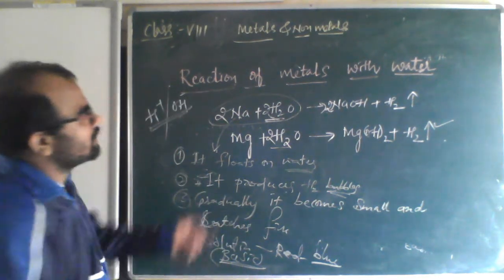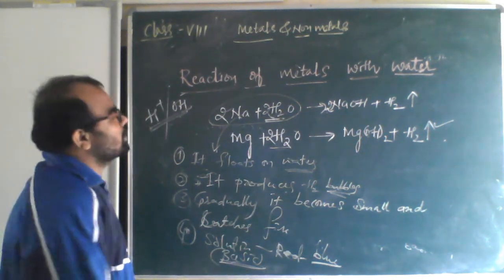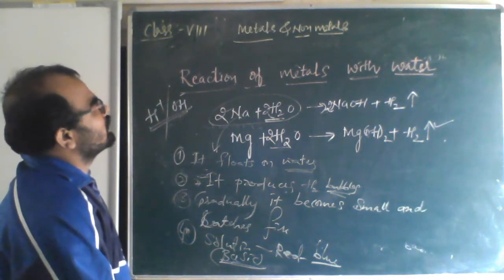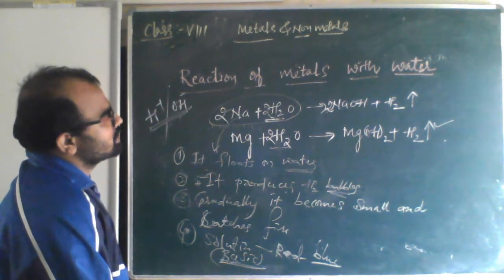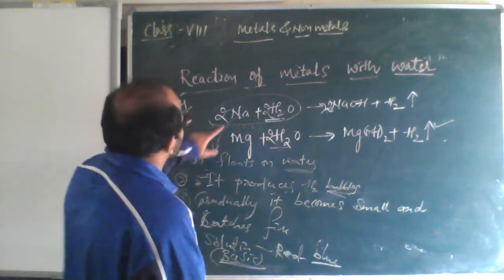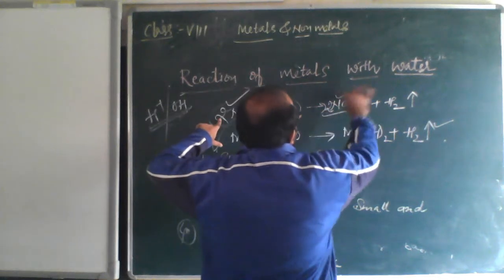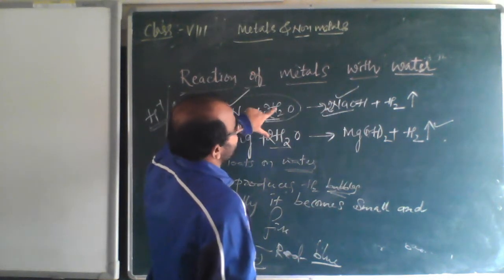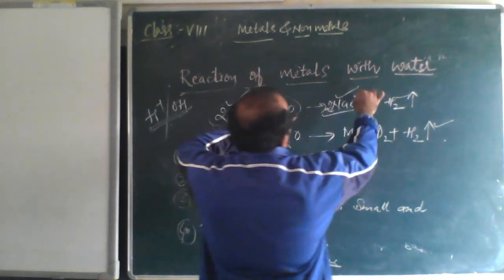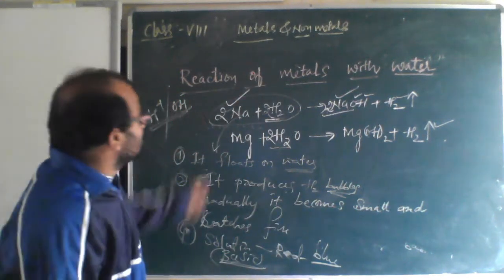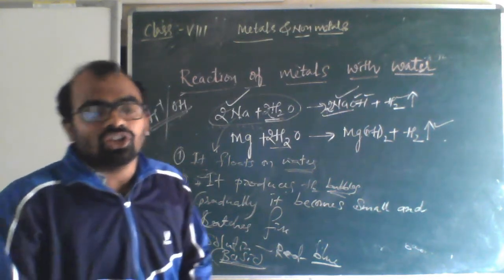Suppose I take 2Na plus 2H2O gives 2NaOH plus H2, and 2K plus 2H2O gives 2KOH plus H2. See here, 2Na plus 2H2O, 2NaOH plus H2. Here 2Na is there, here also 2Na is there. Here 4H, here also H2 and H2, 4H. Here 2O, here also 2. So no problem. It is correct. Exactly balanced. So no need to worry about that.